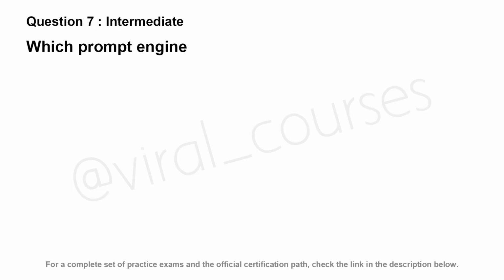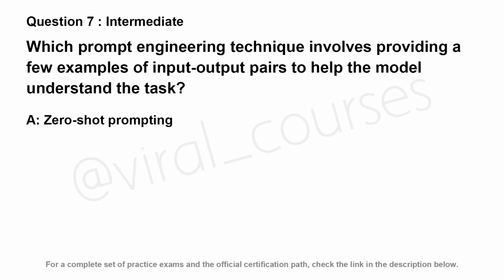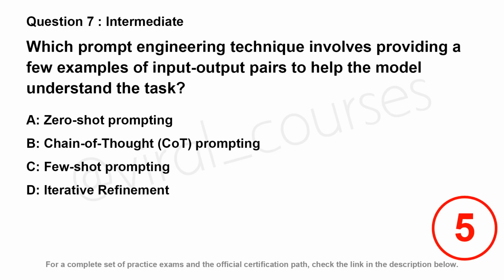Which prompt engineering technique involves providing a few examples of input-output pairs to help the model understand the task? Option A. Zero-shot prompting. Option B. Chain of thought, COT, prompting. Option C. Few-shot prompting. Option D. Iterative refinement.